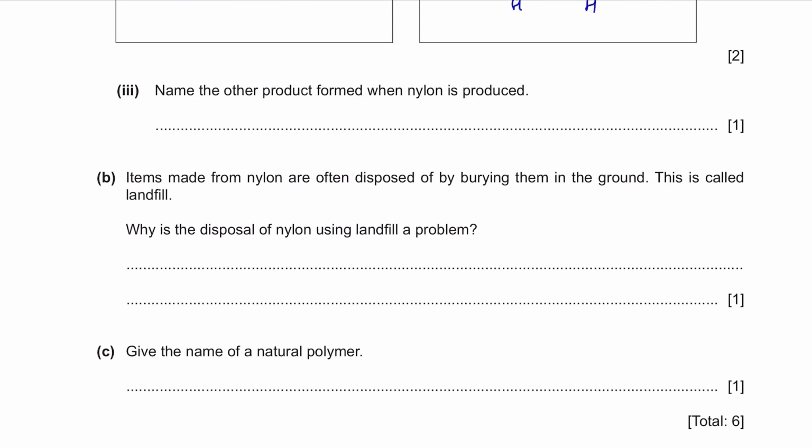Name the other product formed when nylon is produced. I just said it, it's water.